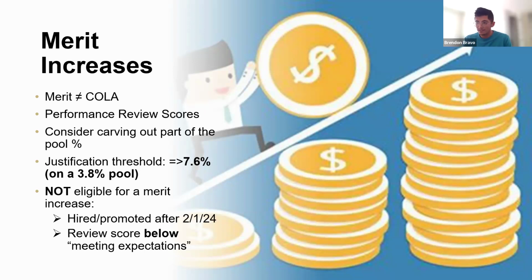Also, those not eligible for a merit increase are those hired or promoted after February 1st of 2024, and those who got a review score of below meeting expectations. So if they received a 1 or a 2, they're not eligible for merit increases.